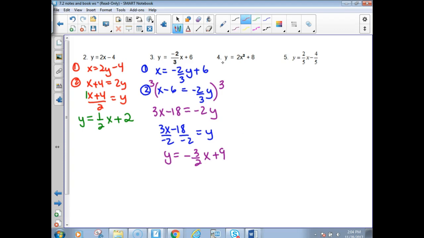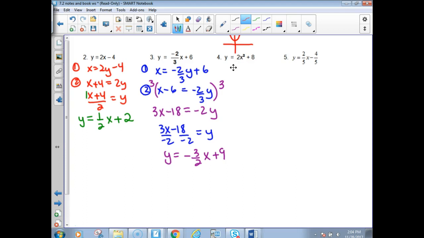And then we get to number 4, which has a squared term in it. What is the shape of this graph? We should know immediately what this looks like. What's it called? Parabola. All right. So I'm going to just suggest to you that the vertex of this parabola, think about h would be 0 and k would be 8, and the a value is 2. So this would actually do something like that, right?